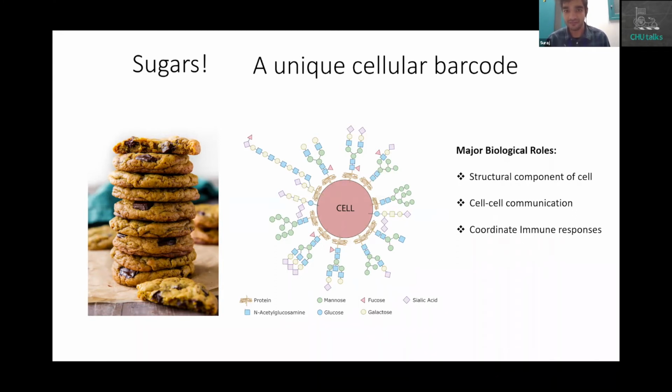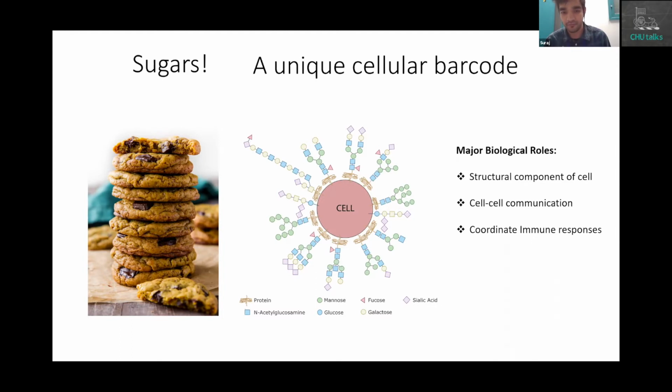And just because of this one fact, I can safely say that these sugar molecules are affected in every single disease that affects humans. Any disease has significantly altered sugar structures present on their cells. And these sugar structures are dynamic.